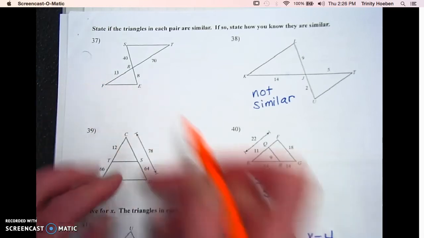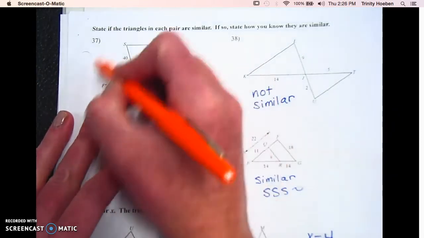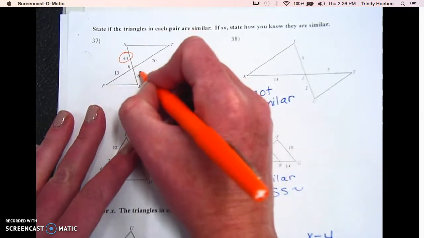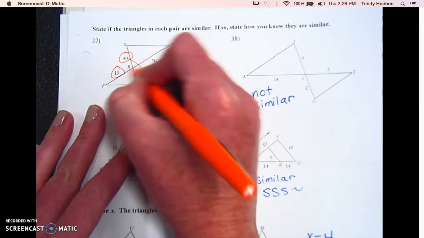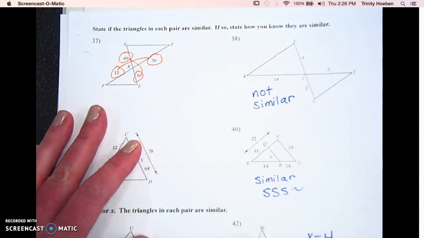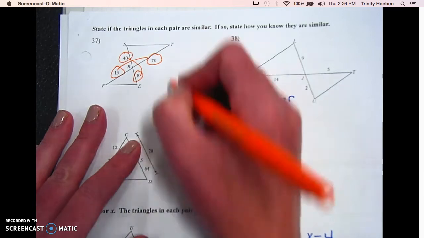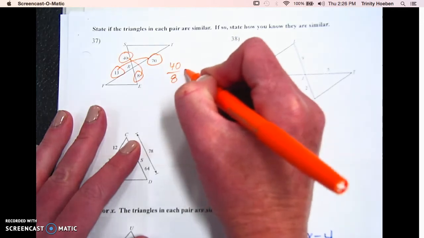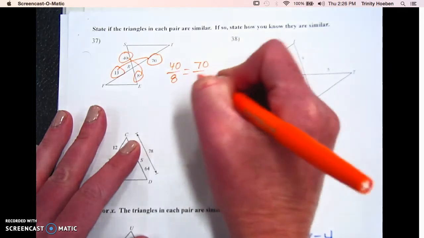So this bottom triangle is actually a rotation of the top triangle. So we're going to match up this side with this side and this side with this side. Do a proportion, check the cross product to see if we get the same answer. So we're going to say 40 to 8 should be equal to 70 to 13.